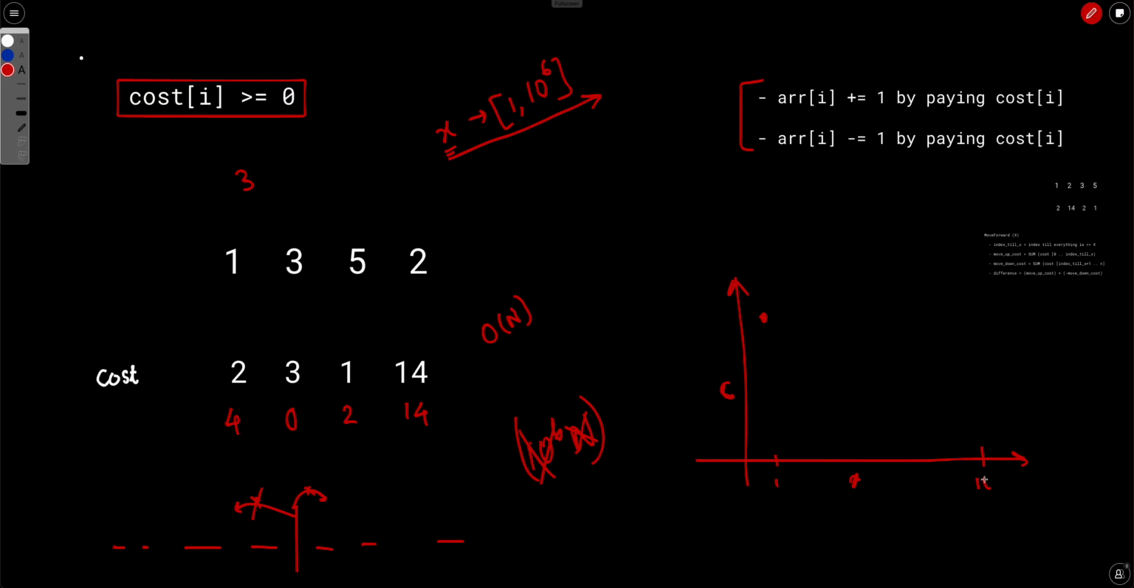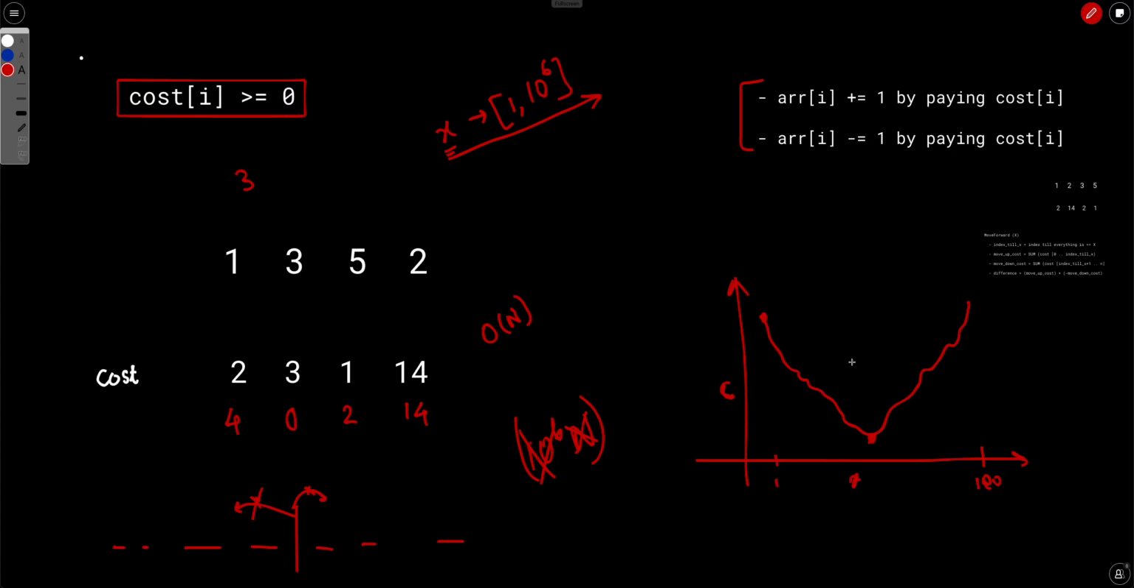Okay, now these two points' costs are maximum. Now what happens in between? In between, the cost will decrement, right? And after decrementing, it will again start incrementing and will reach 100. Okay, so we have to find this point, right?